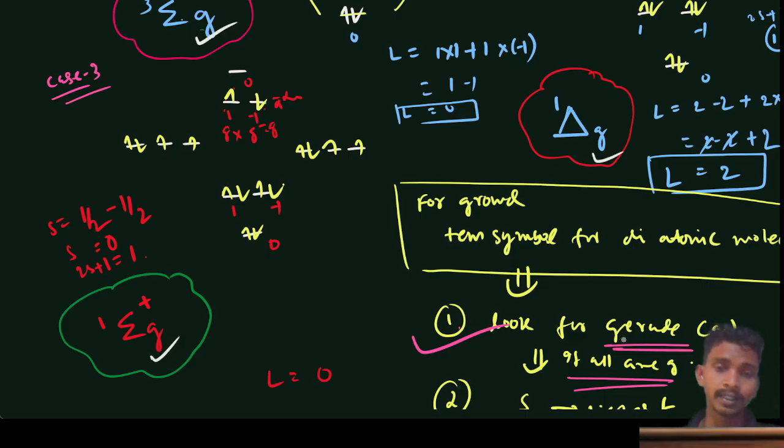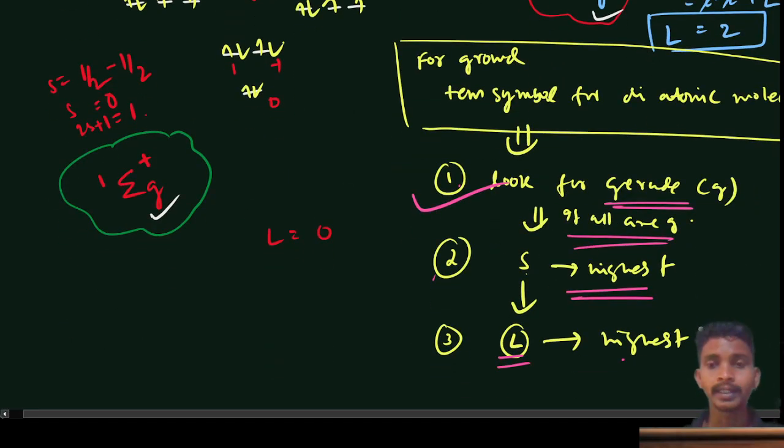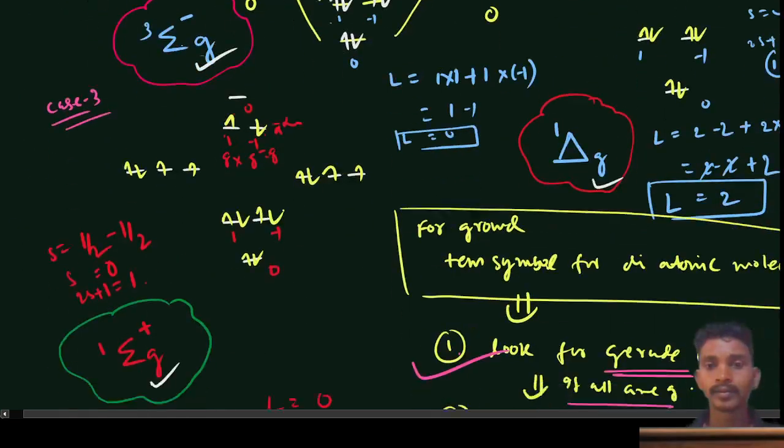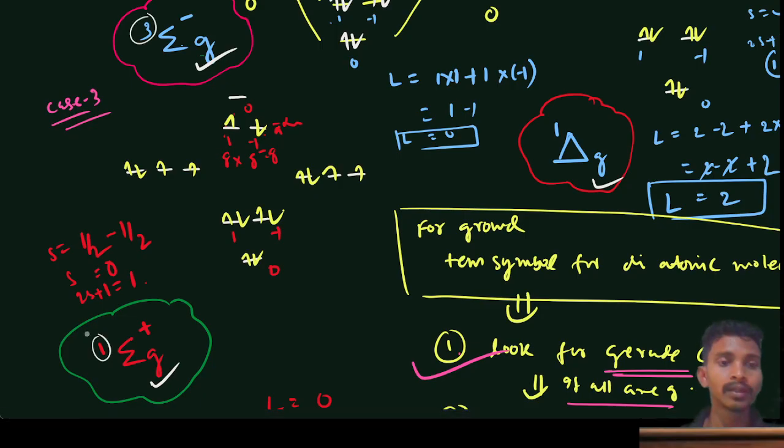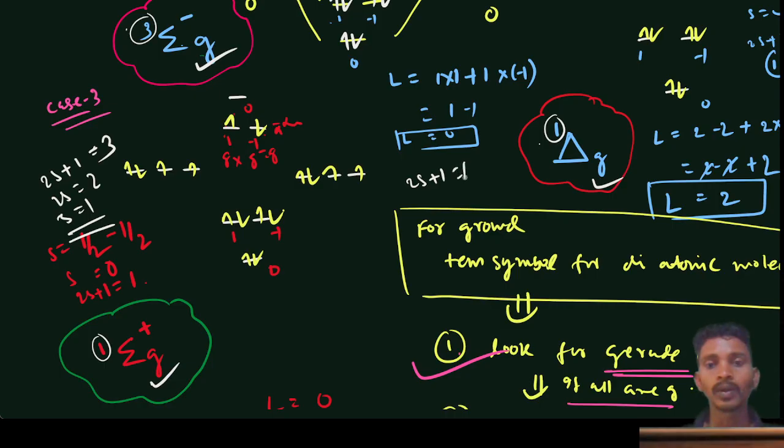So look for G-rate; if all are G-rate, then we will go for the next conditions: the value of S is highest, then L is highest. Now we will go for S. Here is 3, here is 1, here is 1. 3 means S value will be 1, because 2S plus 1 is going to be 3, then 2S is equal to 2, then S is equal to 1. For this case, let's say 2S plus 1 is 1, then 2S is equal to 0 and S is equal to 0. So here S is 3, meaning this value is highest, so this is the ground state, because all are 1 1, so this is the ground state.